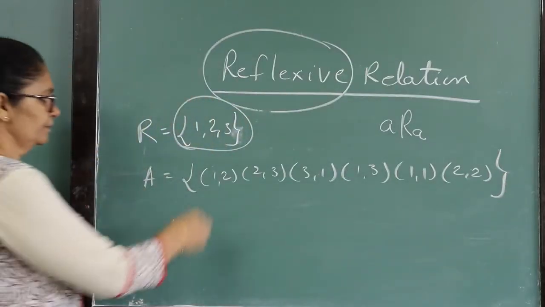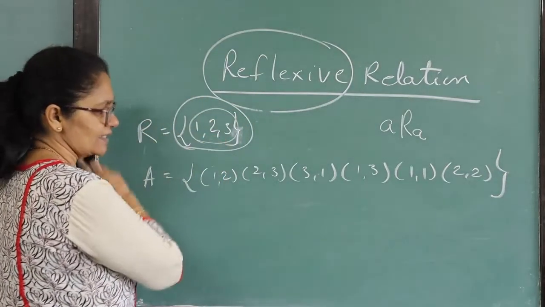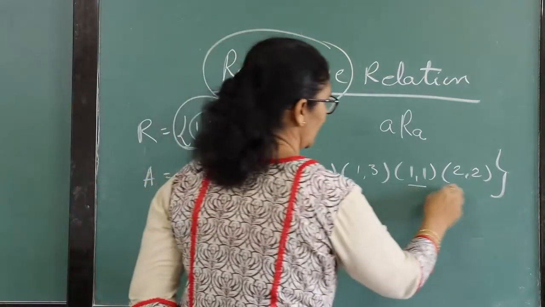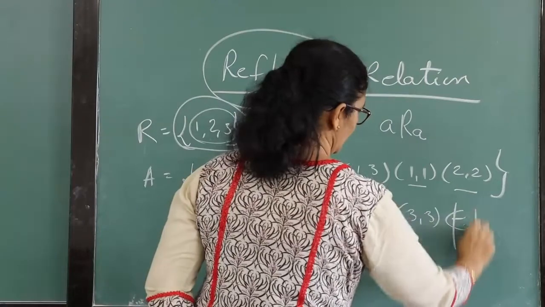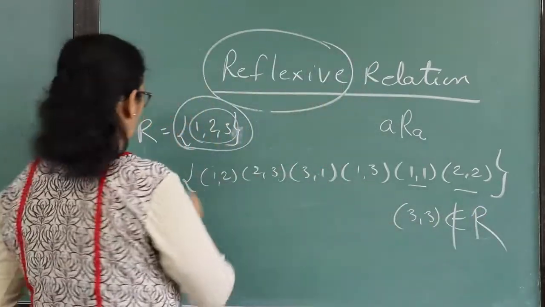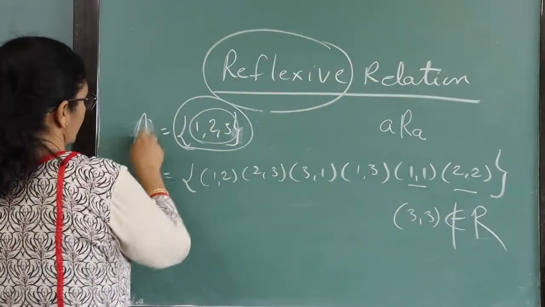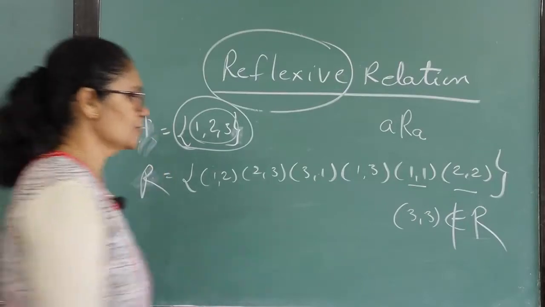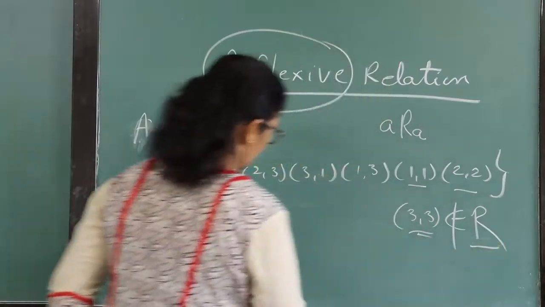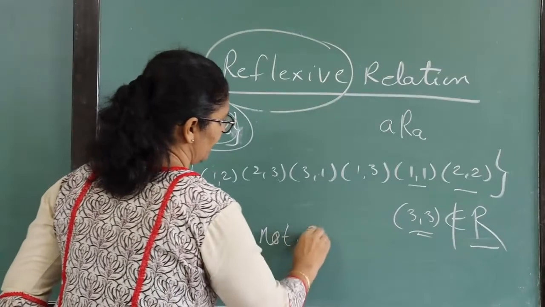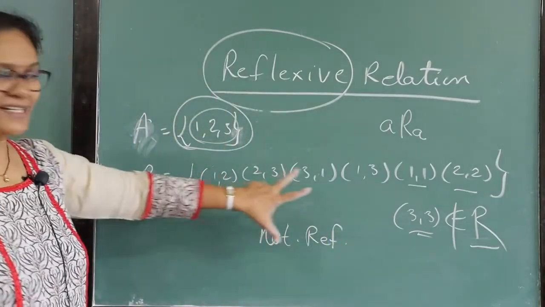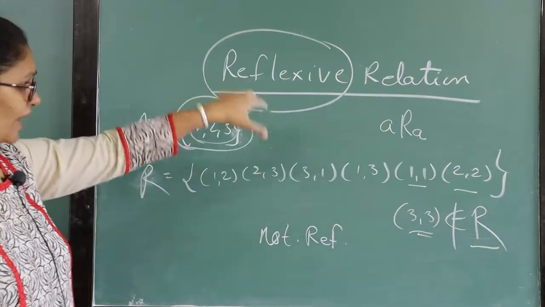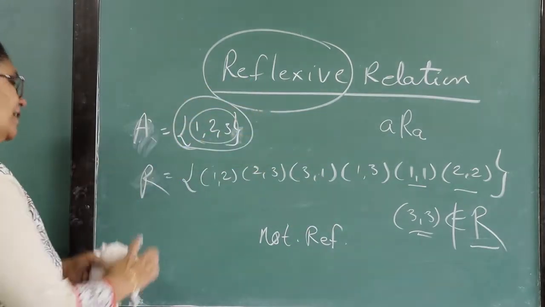Now check. We have 1, 2, 3 elements, that is same. We have 1, 1 and 2, 2. But 3, 3 is not in the set. So what is the meaning of it? Suppose this is set A and this is R. So 3, 3 is not in R, so this is not reflexive. What I have written is in the listing method, so it's very easy for you to understand.